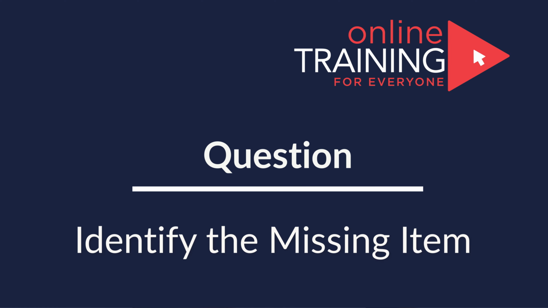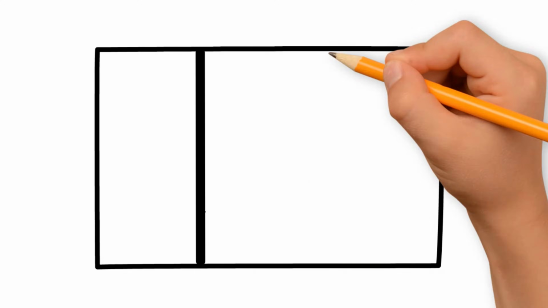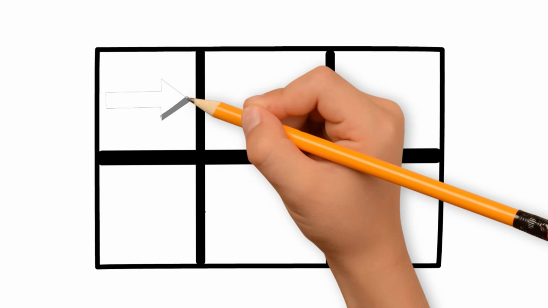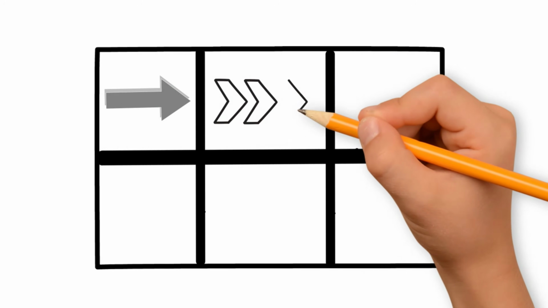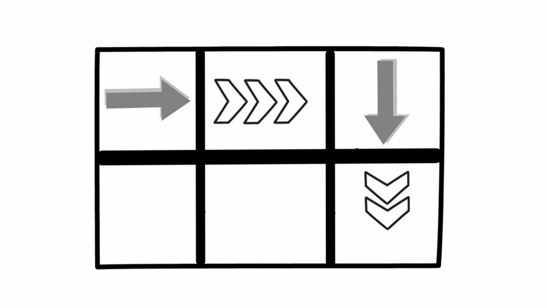I'm excited to share with you a cool question which is easy to understand but which doesn't have an obvious answer. You're presented with the 2x3 matrix. This matrix has arrows inside. There are 2 types of arrows, solid arrows, and then there are arrows that consist of 3 different shapes.